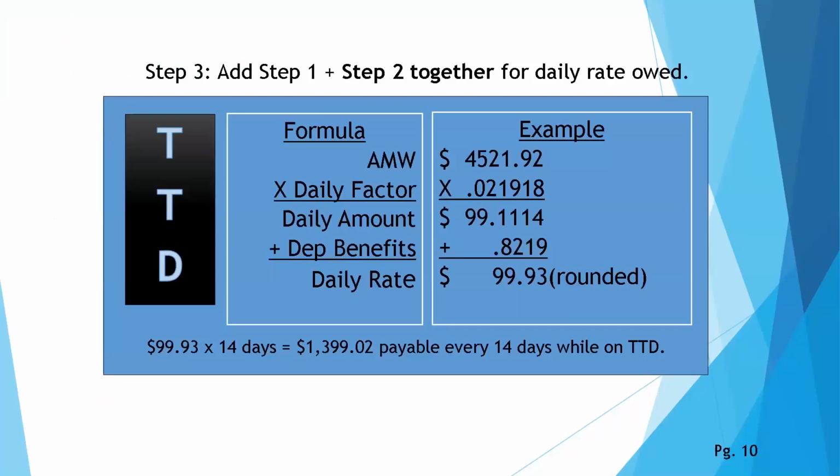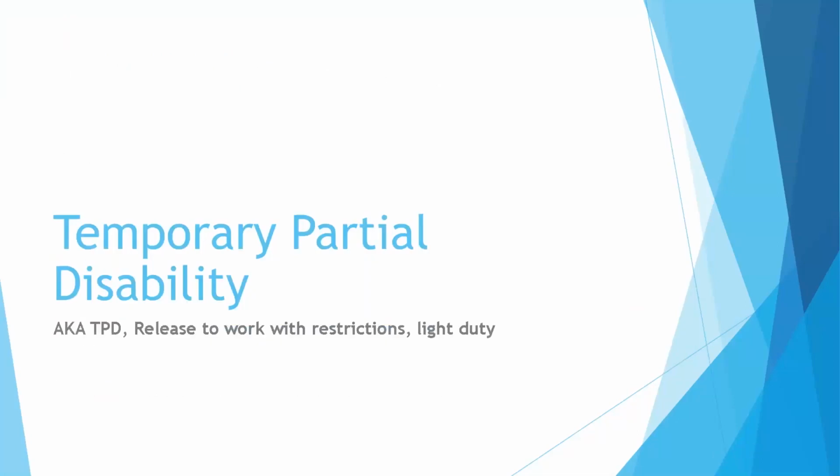And here you can see on step 3, like I said, add step 1 and 2 together. Here they have taken average monthly wage, multiplied it times the 0.021918. They get a daily amount, add the dependent allowance, and that is your daily rate. For 14 days, this would result in a TTD payment of $1,399.02.